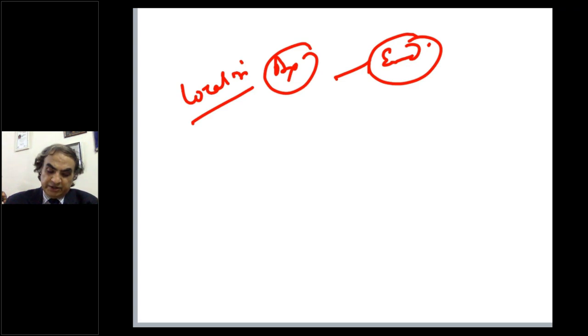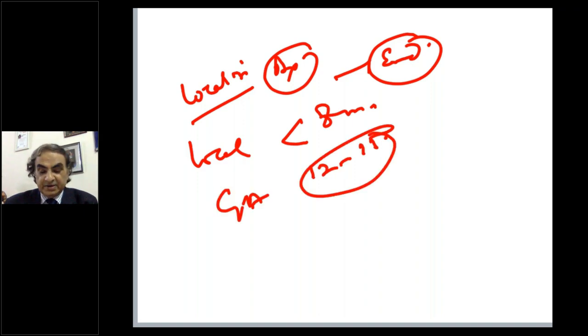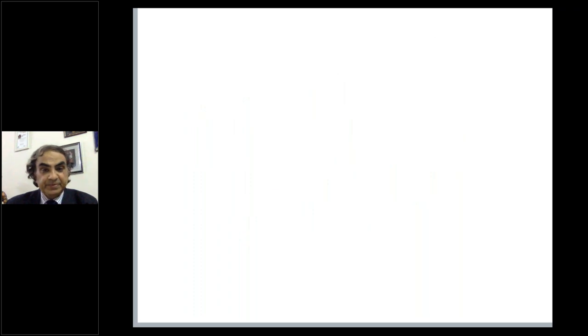If you're doing it under local anesthesia, pressure should be less than 8. Under GA, it can go 12 to 15. It can be done in trauma, when you can estimate the blood loss by looking at the deep rings. If it is up to the level of the deep rings, it is about 3 liters. It's filled up to the brim.